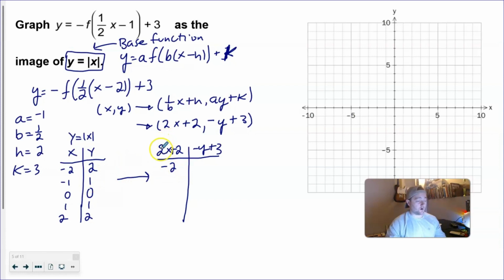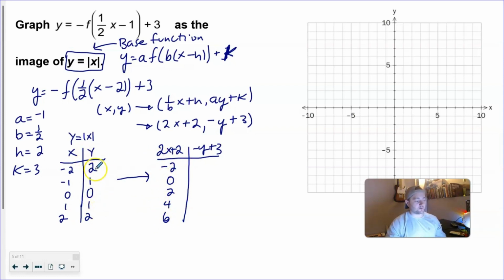-2 times 1 is -2, plus 2 is 0. And the best thing about having our x values just bump up by 1 is that we'll find a pattern over here. The pattern is going to be going up by 2, but I'm going to verify that just to make sure. And then 2 times 0 is 0, plus 2 is 2. 1 times 2 is 2, plus 2 is 4. And then the next one will be 6. 2 times 2 is 4, plus 2 is 6.